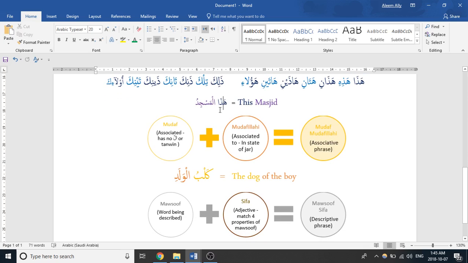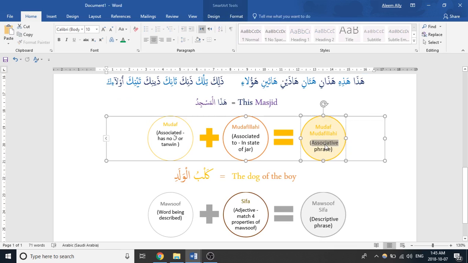The fourth phrase is mudaf ilayhi, which is known as an associative phrase. So essentially, it's made up of two parts: the mudaf and the mudaf ilayhi. The mudaf is the thing that's associated, and then the mudaf ilayhi is what it's being associated to, right? So in this example, we have kalbul waladu. So this is the associated, and it's being associated to this word, right? And it pretty much creates a relationship that means the dog of the boy, right? Of the boy. So the dog is being associated to the boy.